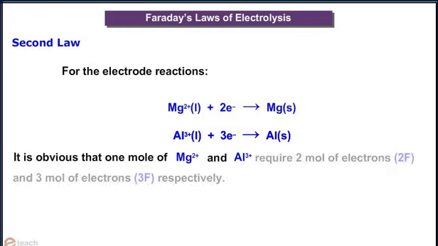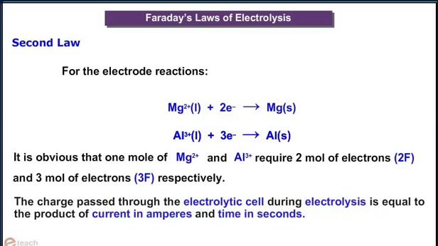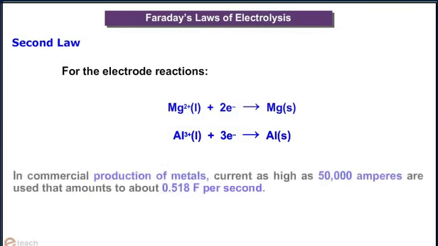it is obvious that 1 mole of Mg2+ and Al3+ require 2 mole of electrons and 3 mole of electrons respectively. The charge passed through the electrolytic cell during electrolysis is equal to the product of current in amperes and time in second.